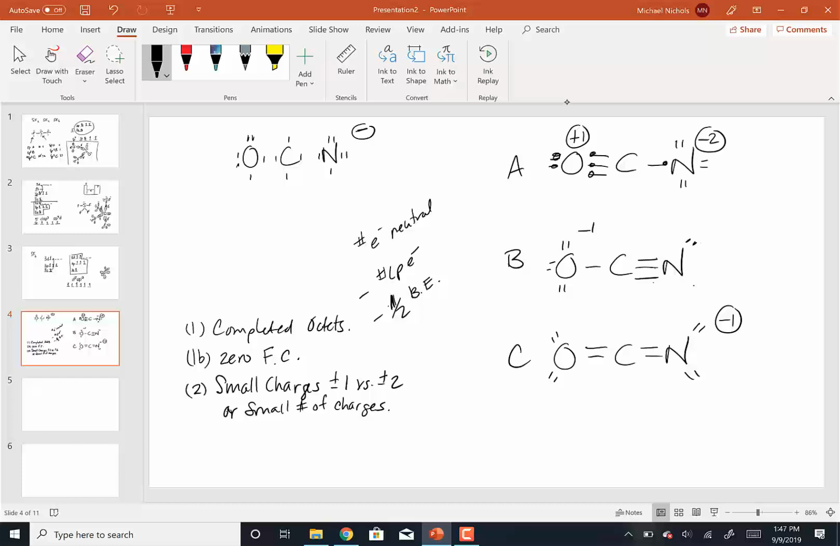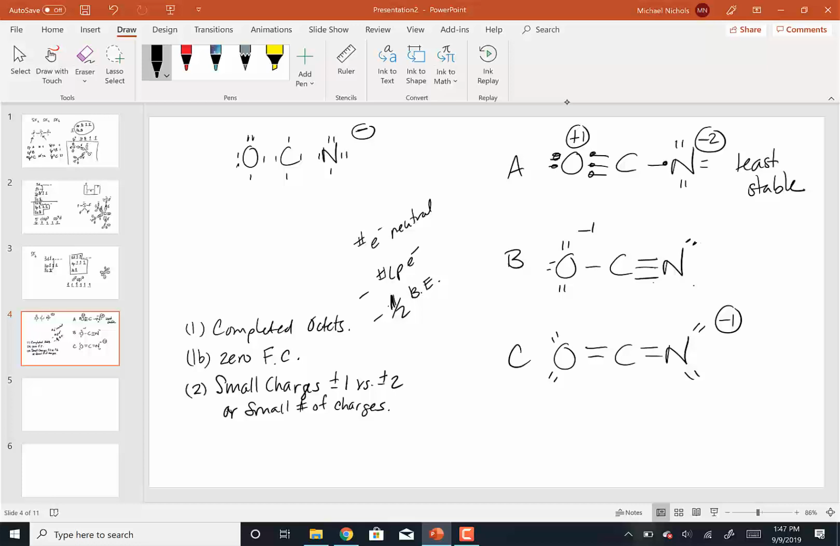So in this case, all of them have completed octets, check. 0 formal charges can't happen, check. Small number of charges, does that eliminate any of these or make any of these the least stable? A. So A is by far and away the least stable. Now, what does that mean to the hybrid? That means that numerically, what happens is the hybrid is a weighted average of all 3 of these structures, with the weighting factor being stability.